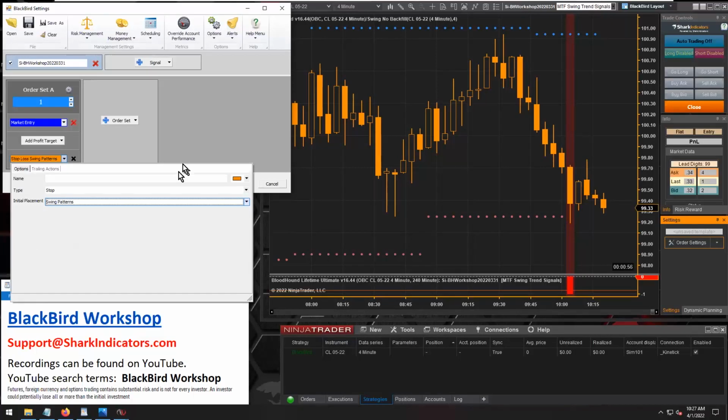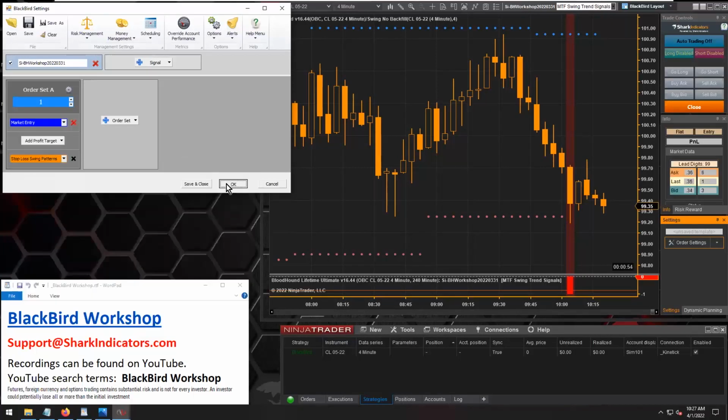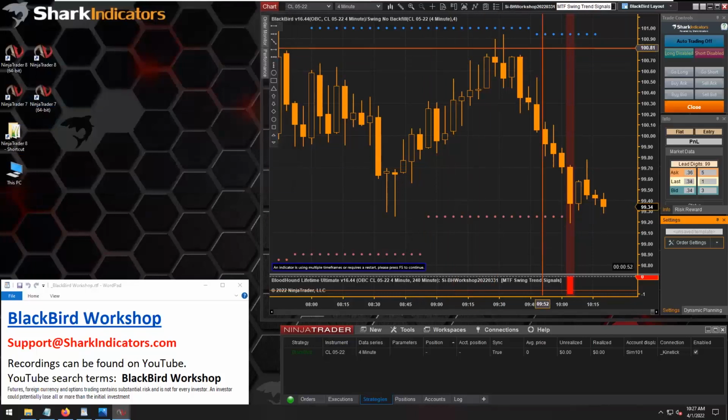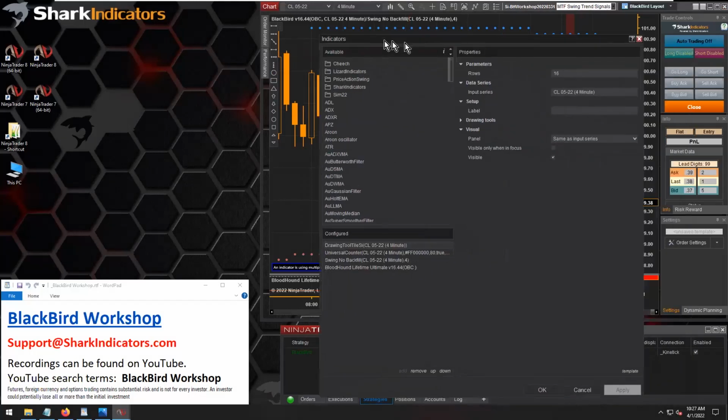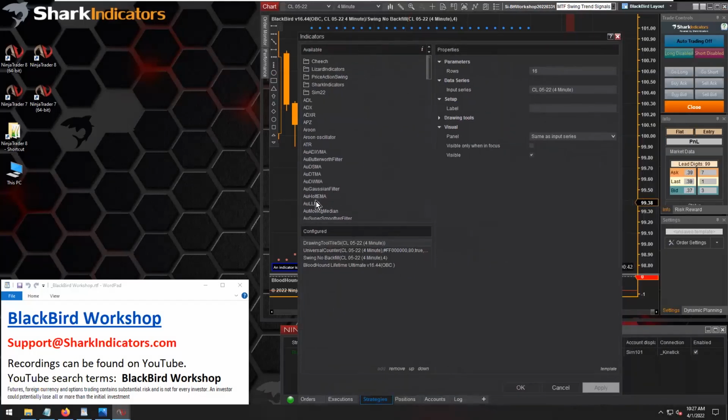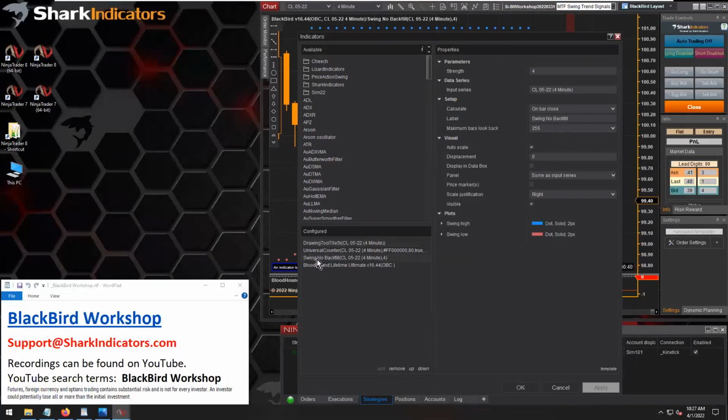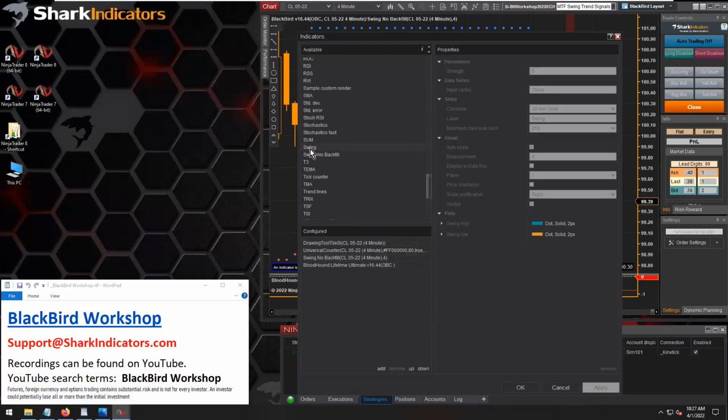Oh, and I should mention, before I get going too far here, if you notice, let me open up my indicators list here, that we're using the swing no backfill. So we're not actually using Ninja's swing indicator, right? There's NinjaTrader's swing indicator, and then there's this swing no backfill. Ninja's swing indicator backpaints, or it backfills, right?